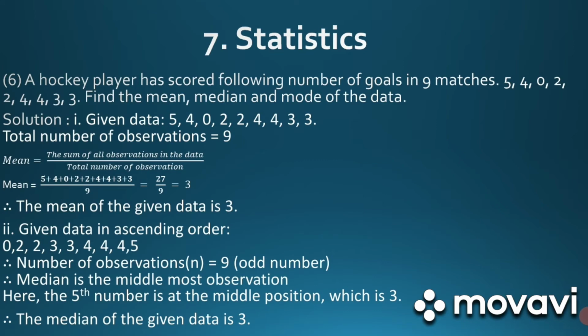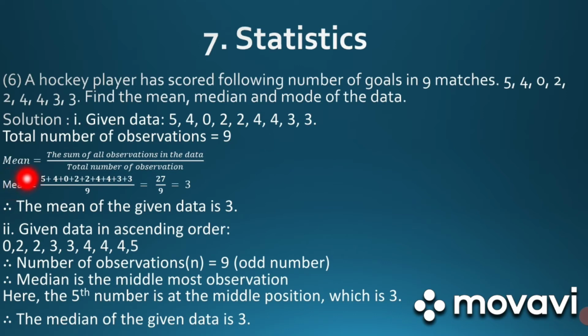Question 6. A hockey player has scored following numbers of goals in matches: 5, 4, 0, 2, 2, 4, 4, 3 and 3. Find the mean, median and mode of the data. Solution: subdivision 1. Let us first find the mean. The given data is 5, 4, 0, 2, 2, 4, 4, 3 and 3. The total number of observations is equal to 9.